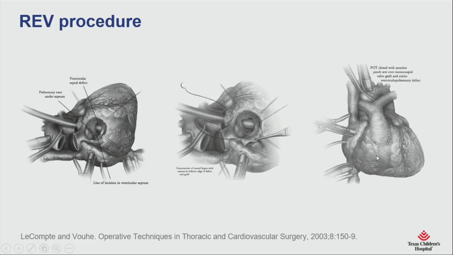And then you reconstruct the outflow tract, which in the original description of the REV was actually just connecting the pulmonary arteries directly into the RV, but you can also use a conduit. Some people think that this is what makes a REV, but in reality, the intracardiac portion of the REV is the most important step of this.